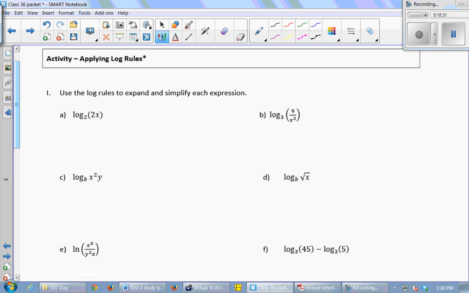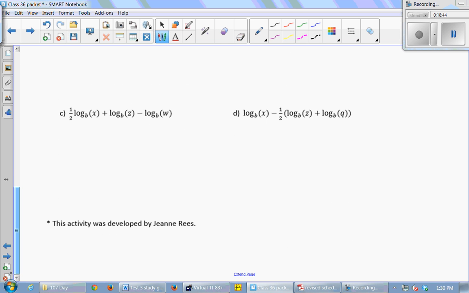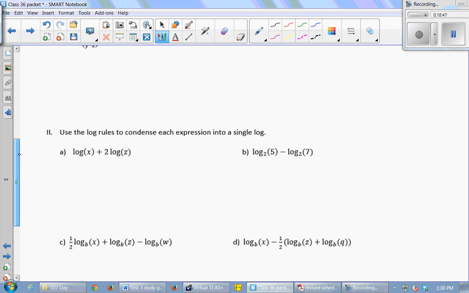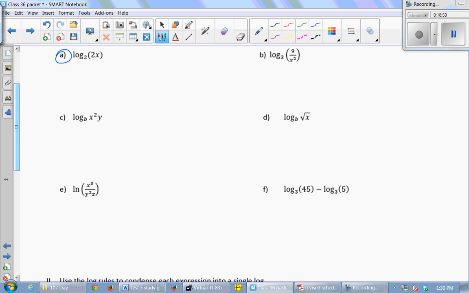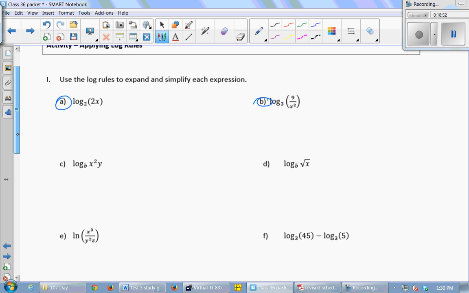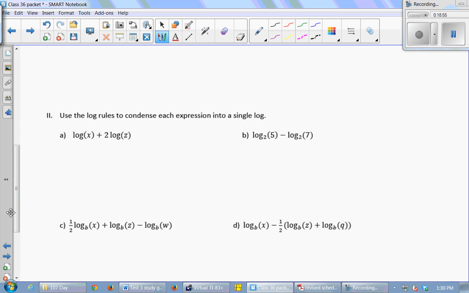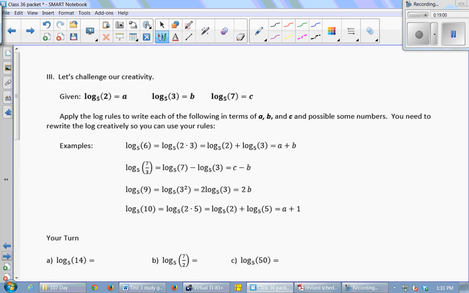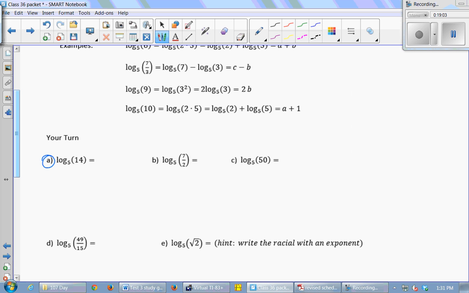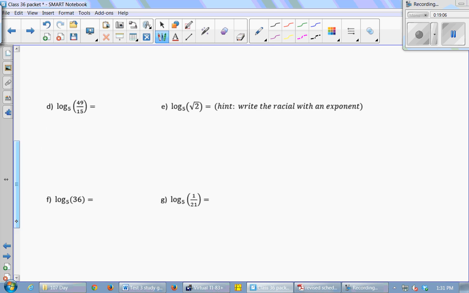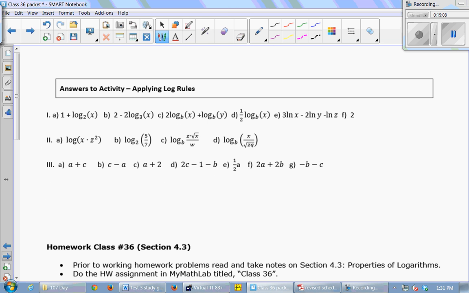Okay, so this gets over at 2:10. I want you to spend like 10, 15 minutes working on this activity. I would do maybe the first 2 from each section: some where you expand, a couple where you're condensing, and then a couple where you're doing the creative thing. And you have the answers so you can check your work.